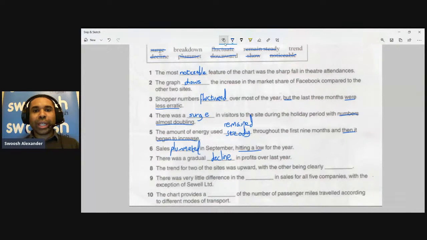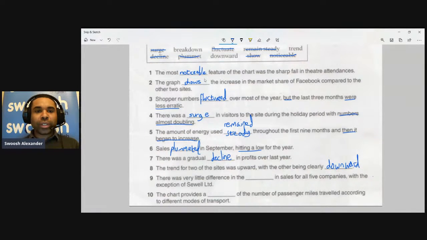And we haven't used downward yet, so I shouldn't have crossed that one off. Just crossing off the ones that we have used. For number 8, the trend for 2 of the sites was upward, with the other being clearly, well, this is downward, right? The opposite to upward is downward. So something that is upward goes up over a period of time. You can say that's an upward trend, and something which goes down over a period of time is naturally downward.